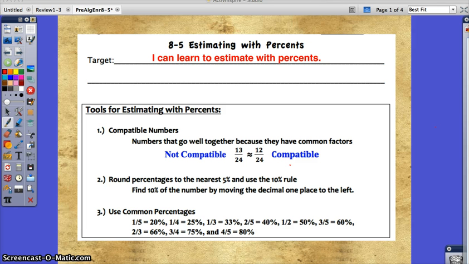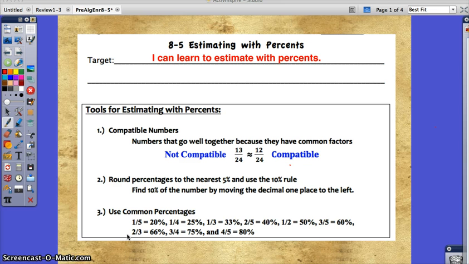There are some tools for estimating with percents. You can think about compatible numbers, so numbers that go well together because they have common factors. Like if you had 13 out of 24, that's a hard fraction to reduce or simplify, not a really common fraction. But if you make the 13 a 12, now 12 out of 24, they have common factors. I can reduce that down. 12 out of 24 is 1/2, and we know those percents. That is a common percent. That would be 50%.